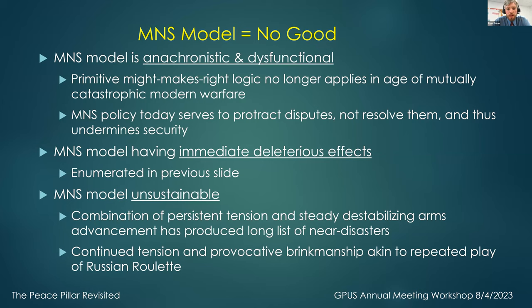The third reason is a very important one. Hayek and I claim that the MNS model is unsustainable. Now, why do we claim that? The combination of persistent tension and steady destabilizing arms advancement has produced a long list of near catastrophes. Hayek enumerated 12 instances earlier. With continued tension and further provocative brinkmanship, we suggest that this is akin to repeated play of Russian roulette. Spin the cartridge, pull the trigger. Eventually, there's going to be a bullet in the chamber and catastrophe. Next slide, please.